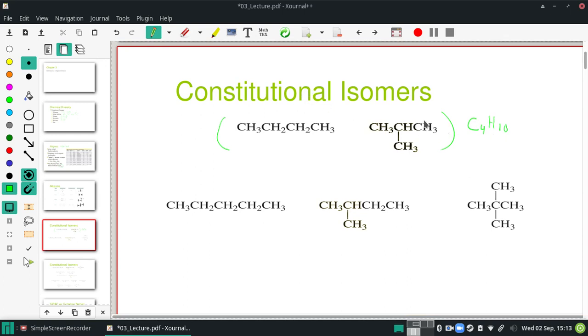And it should be 2 or more, because right down below here, I have all these constitutional isomers of C5H12.